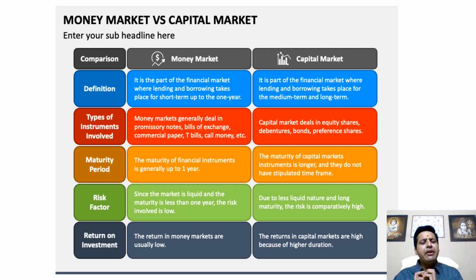So if you are going for only 1 year, that is called money market. But if you are going for a longer period, which is more than 1 year, there is no specific date like 3 years or 5 years. More than 1 year comes under capital market. So the maturity of capital market is longer, and they do not have a stipulated time frame. As I have already told you, there is no particular time frame, but if you are investing for more than 1 year, everything comes under capital market.